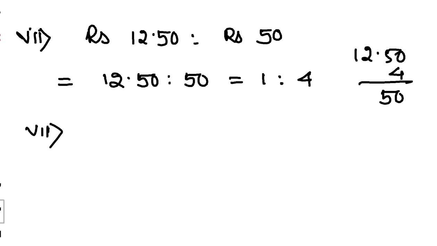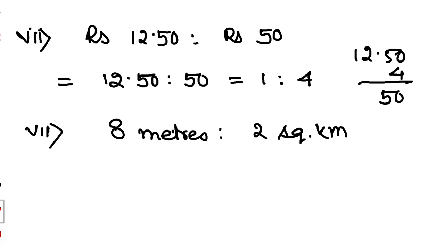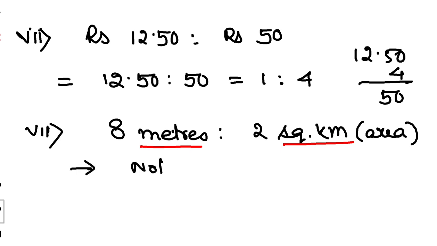Next, number 8. 8 meters is to 2 square kilometer. Now this is interesting. Meter represents length, square kilometer represents area. Are they similar quantities? No. So this ratio is not possible. You cannot compare these two.